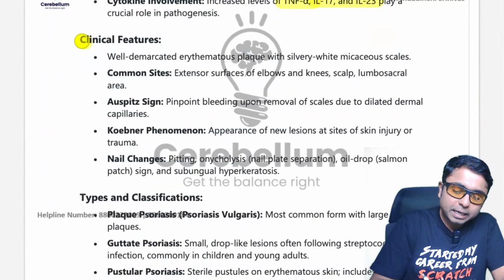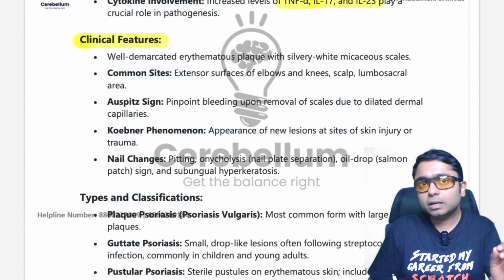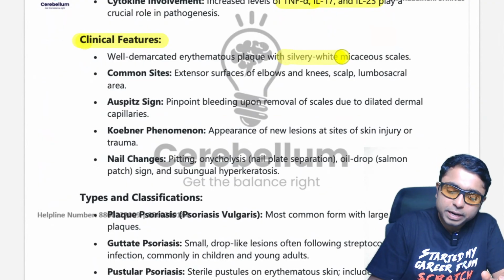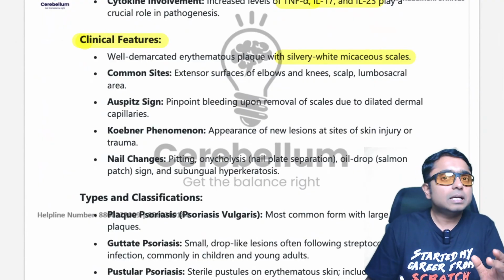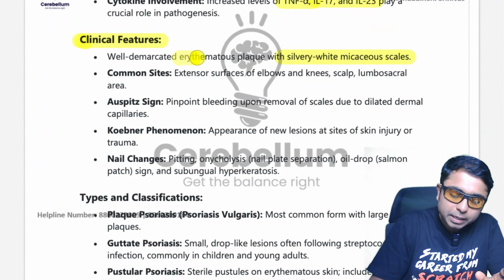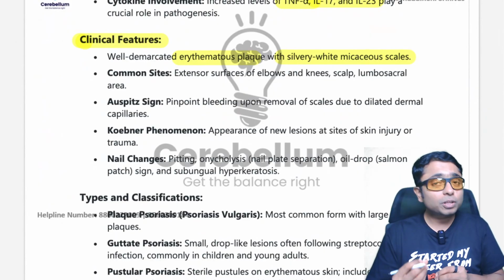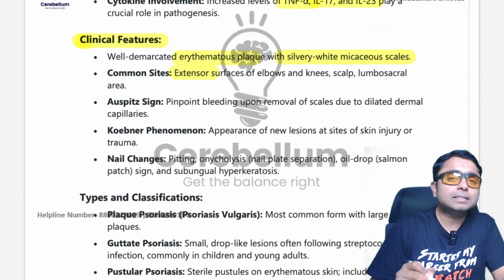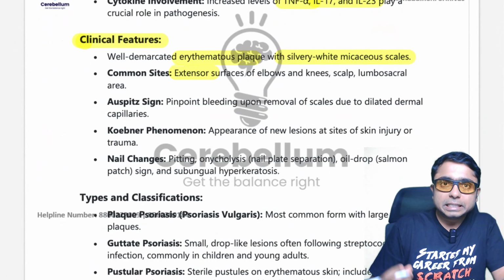So coming to the clinical features, a very important term which you need to remember is silvery white micaceous scales. Yes, they are going to be present on erythematous plaque. And what are the common sites? You need to remember extensor surfaces, elbows, knees and lumbosacral area.